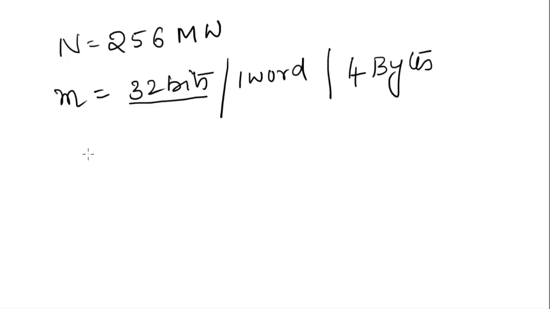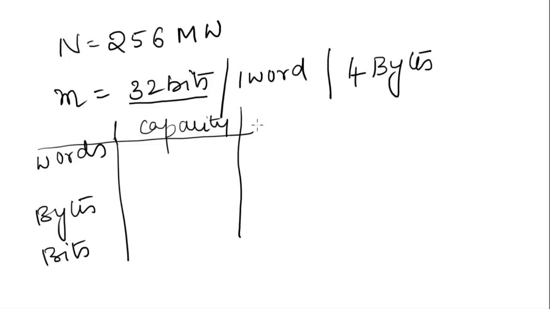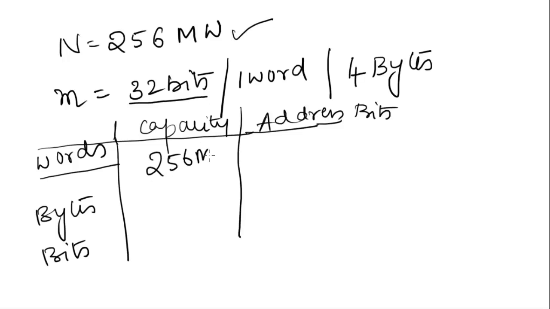Now see here, we will just write down in the form of words, in the form of bytes, in the form of bits. This is capacity. This is called address bits. Okay. Now capacity, they already mentioned it as 256 megawords. So directly write down 256 megawords.